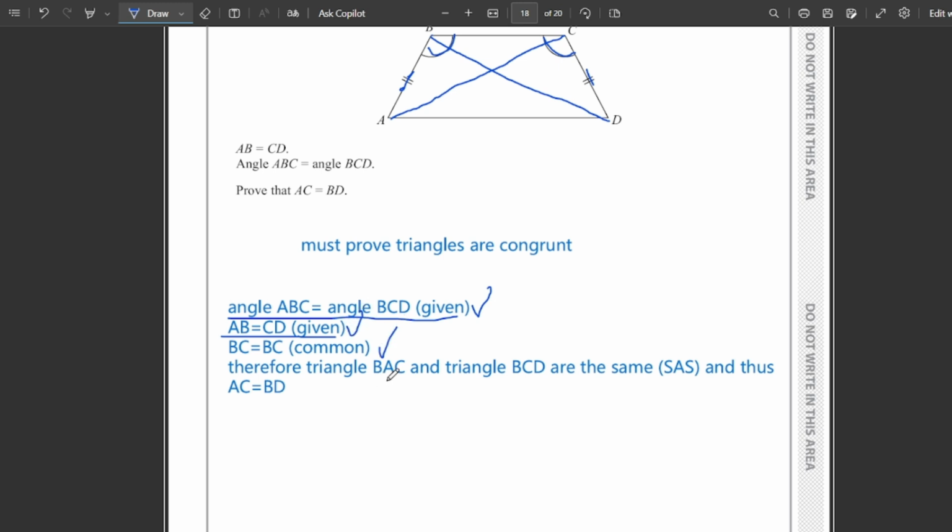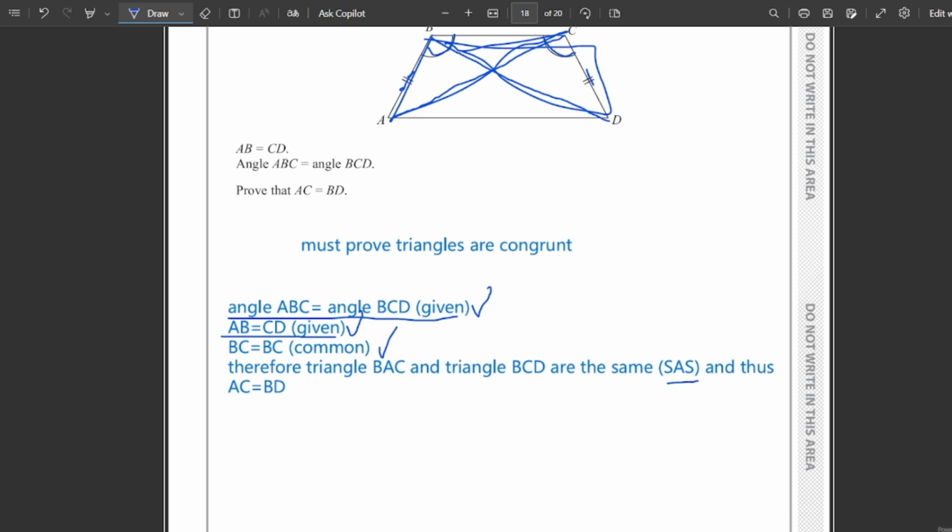And therefore, triangle BAC is equal to triangle BCD by proof of SAS, which is side angle side, and thus AC equals BD because it's the third side and they just must be the same.